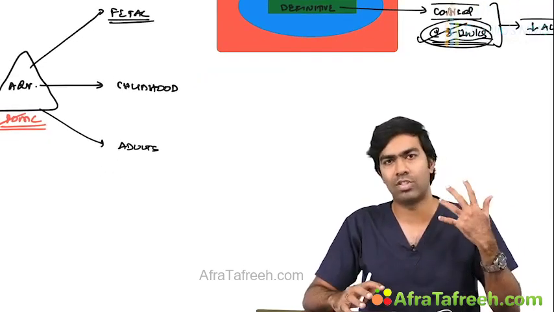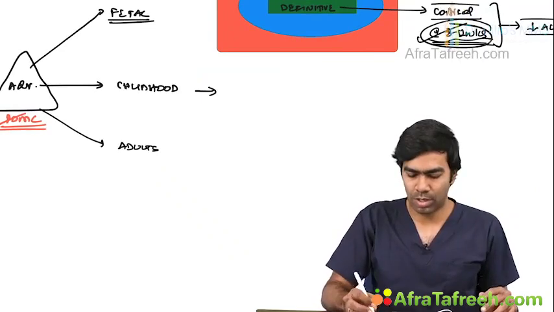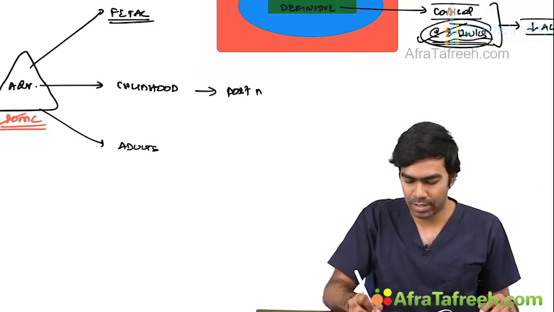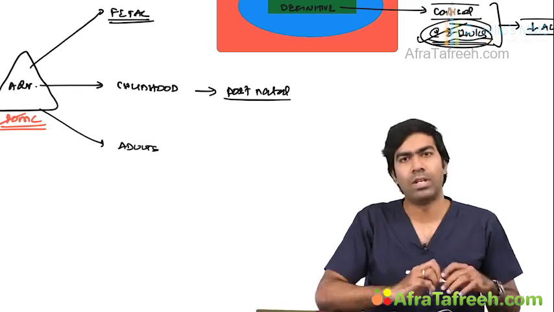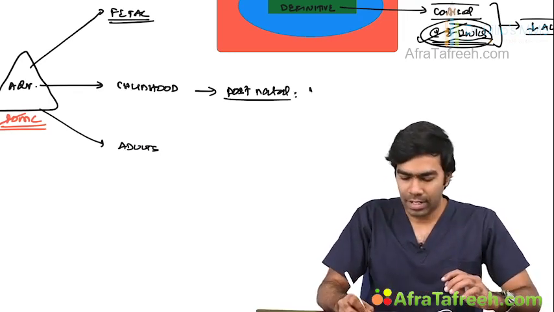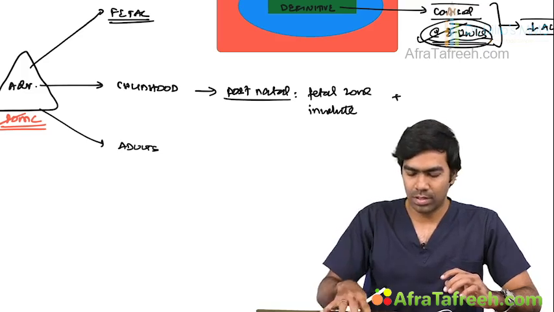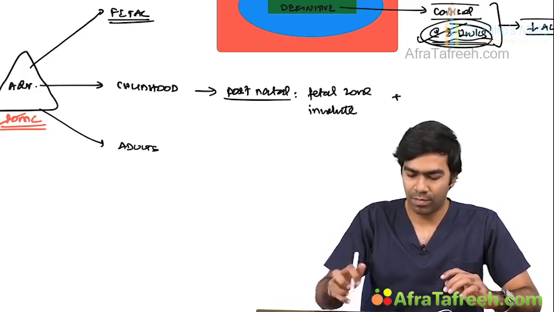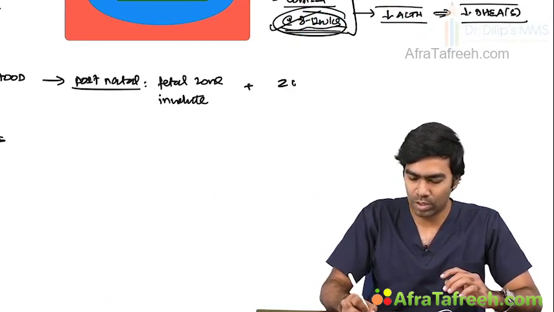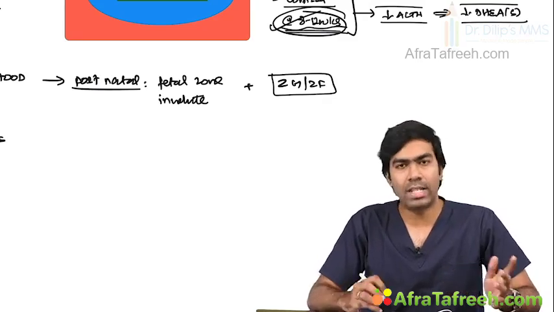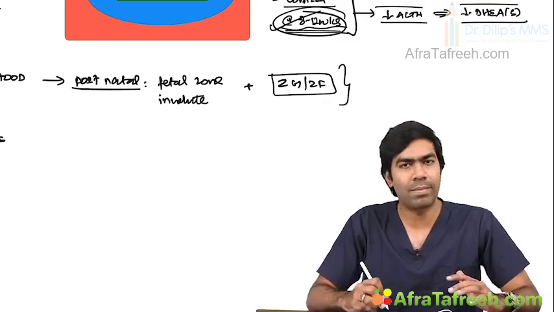As soon as the child is born, one important thing happens in the postnatal period. The fetal zone will involute. Plus, there will be definitive formation of the zona glomerulosa and zona fasciculata. And there will be a change in the enzyme composition and enzyme activity as well.